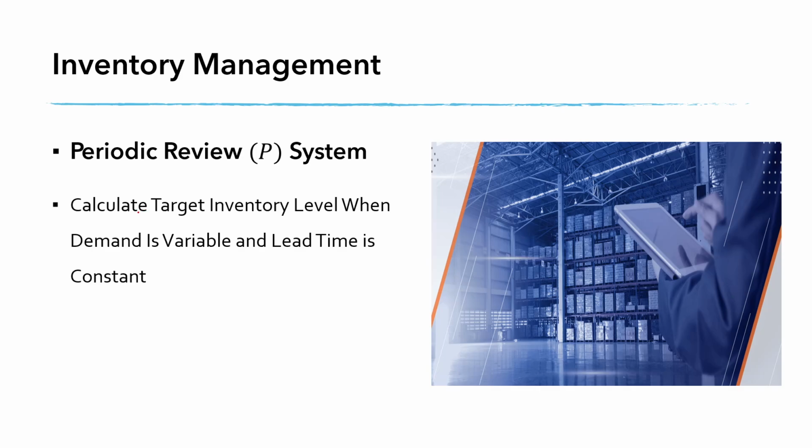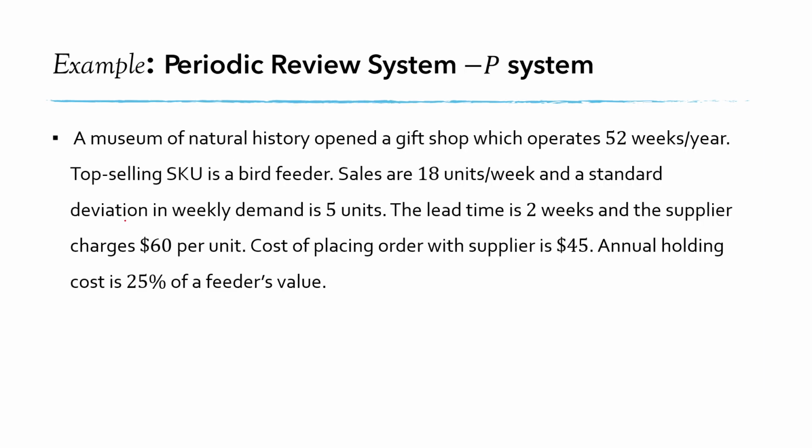Hi everyone. In this video we will discuss the periodic review system, or P system, and we will calculate target inventory level when demand is variable and lead time is constant. We have the information of a gift shop.